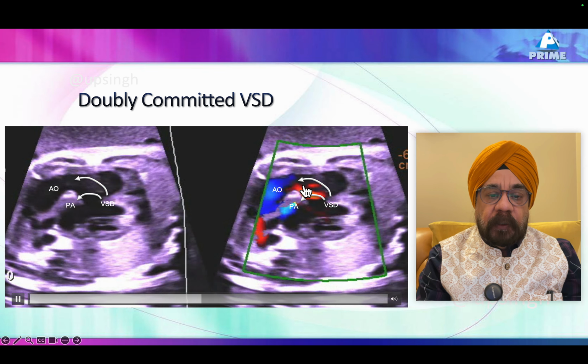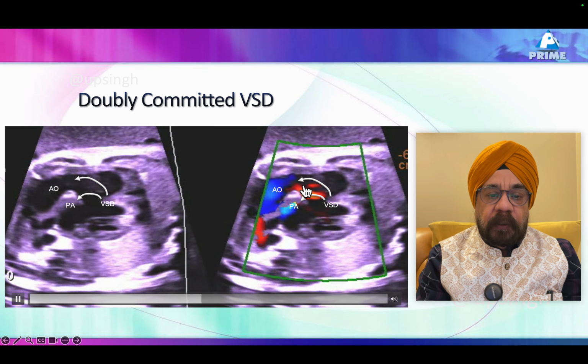But in a tetralogy of Fallot, you would have expected the pulmonary artery to be small. The pulmonary artery is not small. So that means this is not tetralogy of Fallot with an override of a VSD, but the pulmonary artery is normal size. So this is DORV of the VSD type. In the VSD type DORV, it's very, very simple.